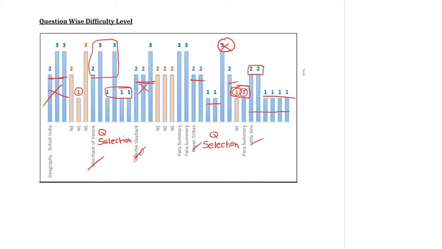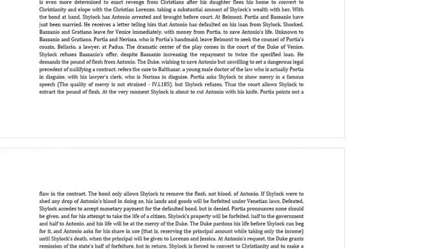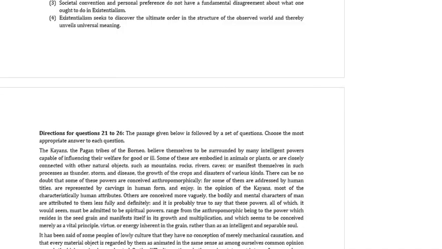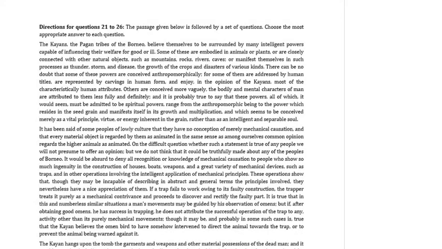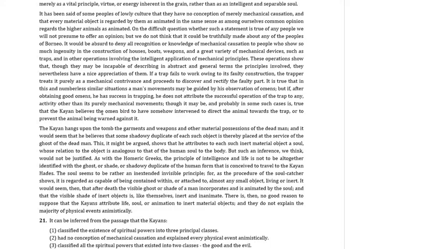As we said, let's look at one passage and potentially try to solve one or two questions there. If we look, this is the passage. The Kayans, the pagan tribes of Borneo, believe themselves to be surrounded by many intelligent powers, etc. It starts from here, and then there are three pretty long paragraphs which end here.